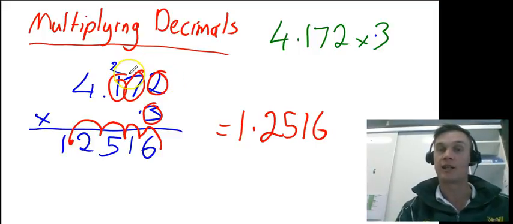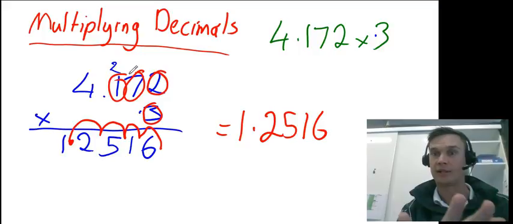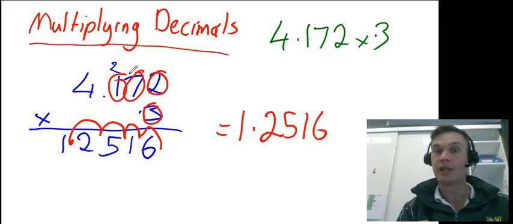Okay, so all you need to do is you calculate it normally as you would. You then count how many numbers are after the decimal point on both occasions, and then you jump that decimal point all the way up into your answer, and that gives you your final answer.